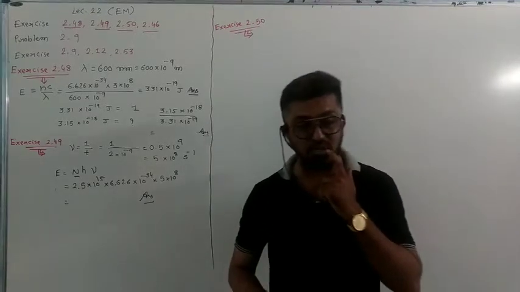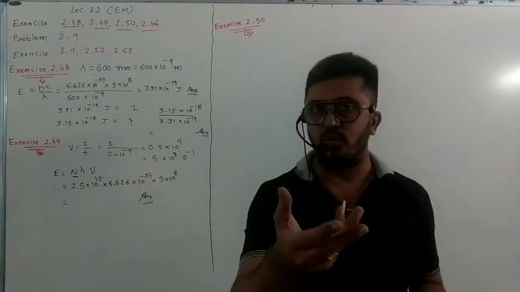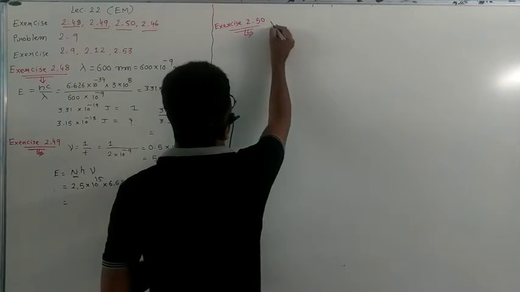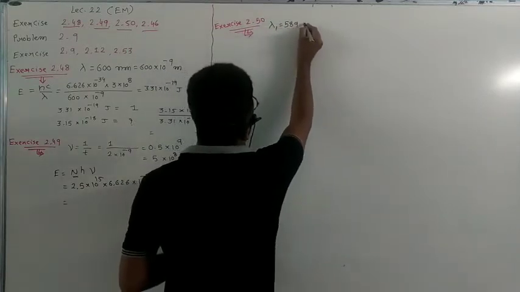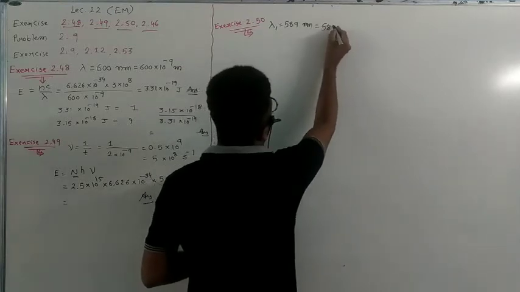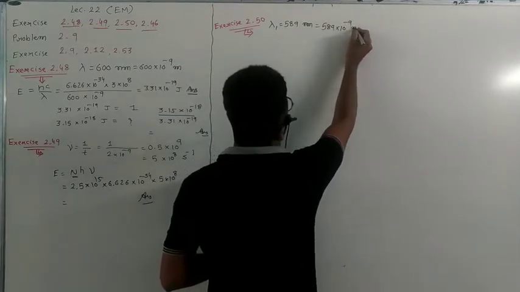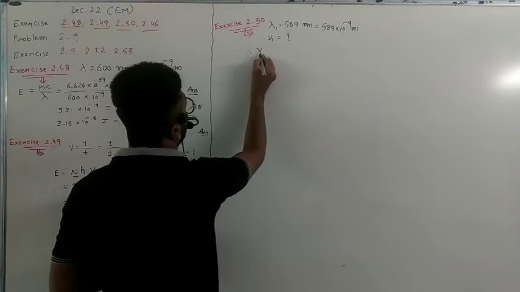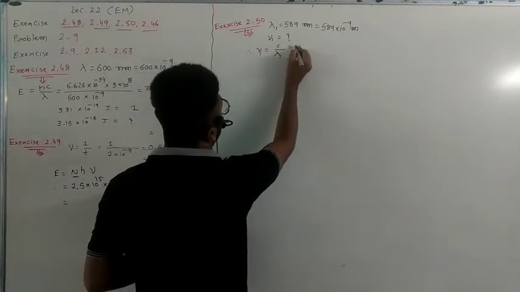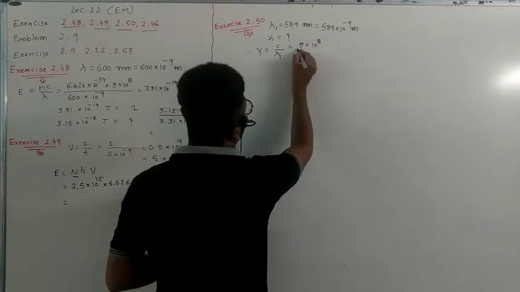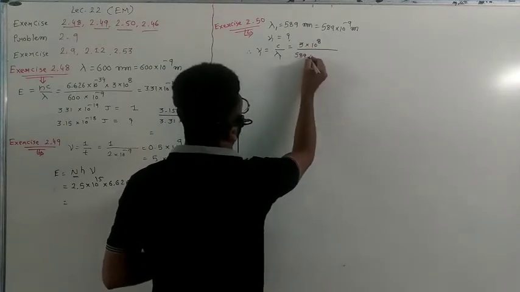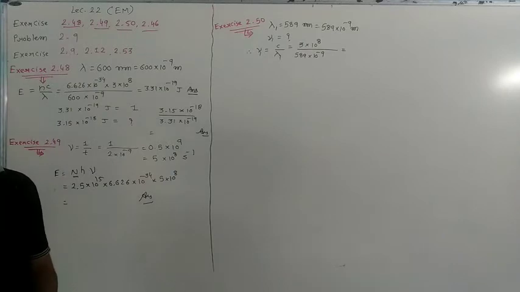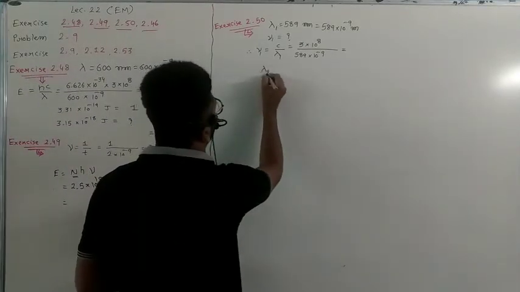Calculate the frequency of each transition. Very simple. If we have the wavelength, then we can easily find the frequency. So the first wavelength is 589 nanometer. That means 589 into 10 raised to minus 9 meter. At that time we have to find nu 1. So nu 1 is equal to c by lambda: 3 into 10 raised to 8 divided by 589 into 10 raised to minus 9. The answer is here for nu 1. Okay, then lambda 2.